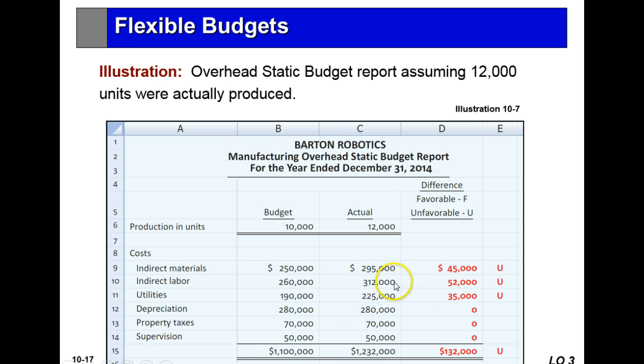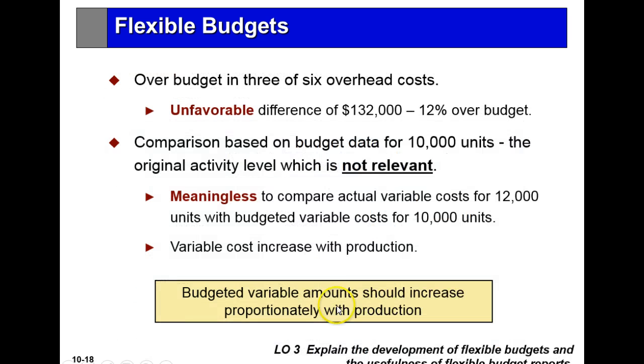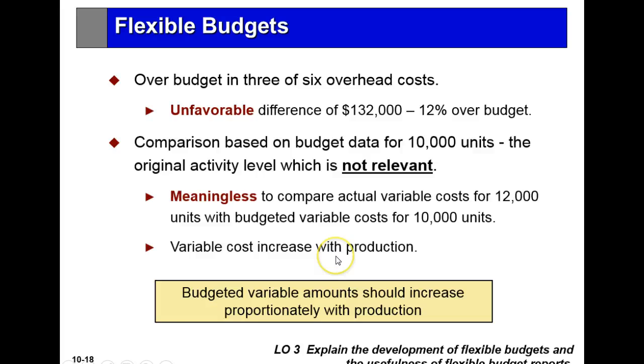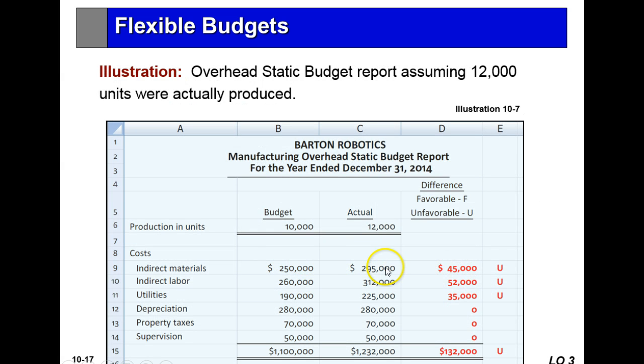Do you see how, based on this, we've got 132,000 of unfavorable variances. Our costs are greater because we actually produced more than what our budgeted amount was. Over budget in 3 of 6 overhead costs. So if we look here, do you see how we were over in our indirect materials, our indirect labor, and our utilities? Those were higher, but we also actually produced more, didn't we?